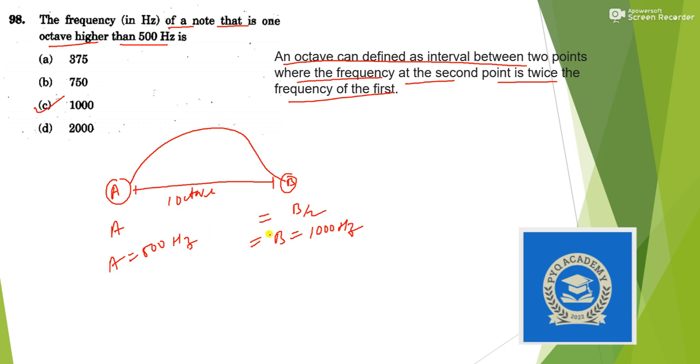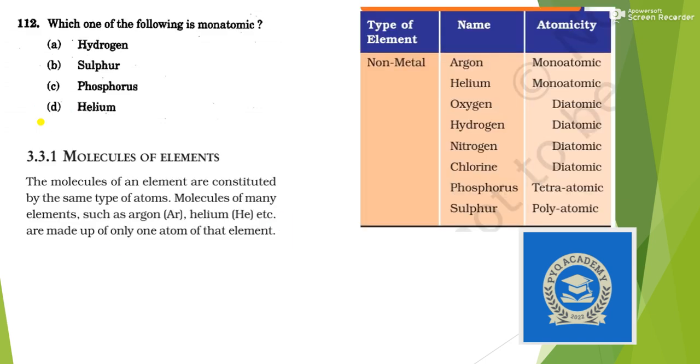Similarly, we can move further. If C is the third point, then here it will be 2000 Hz. So if the question has asked about 2 octaves, then the answer would be 2000 Hz. But here the answer is 1000 Hz. Let's move to next question.